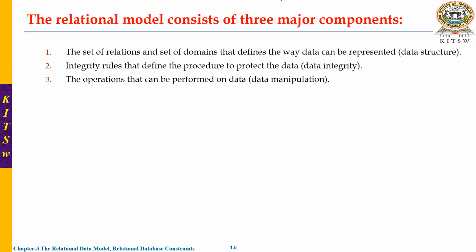Right. So the relational model consists of three major components. What are those? A set of relations and a set of domains that define the way data can be represented, that is, you can say it is the data structure. Integrity rules that define the procedure to protect the data, that is data integrity. And the operations that can be performed on the data, that is data manipulation.